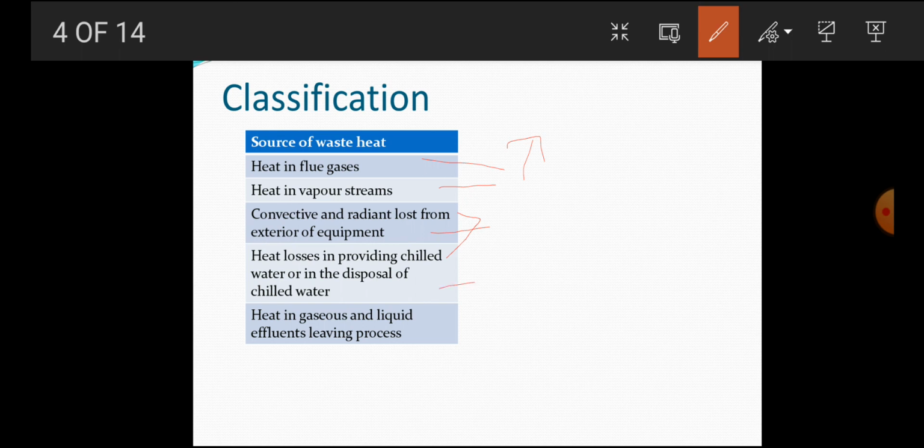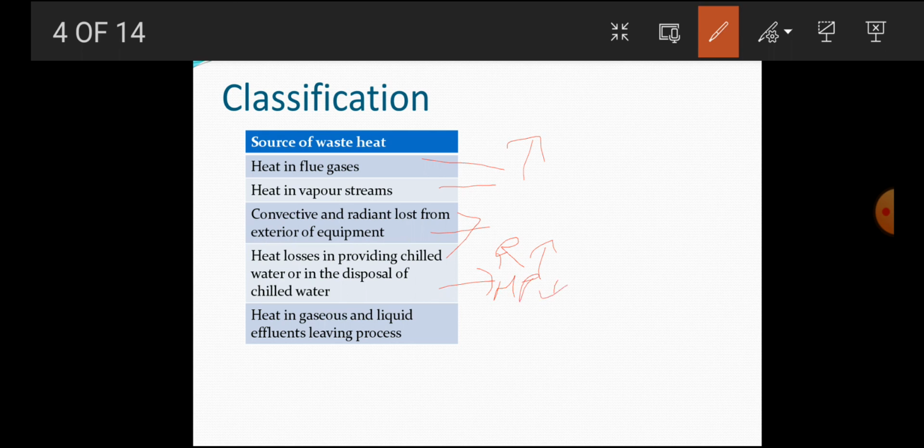Then heat losses in providing chilled water or in disposal of chilled water. High grade. It is high grade if it can be utilized to reduce the demand for refrigeration. If you can reduce this demand, it will be high grade. It is low grade if the refrigeration unit is used as a form of heat pump. So for refrigeration it is high grade, for a heat pump it is low grade.